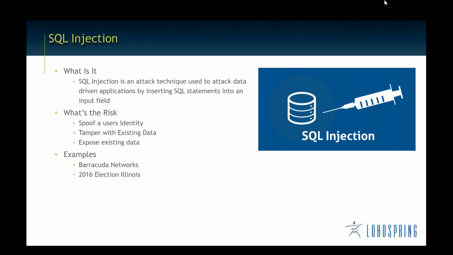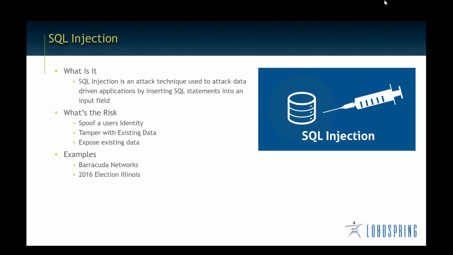And one of the things that they had done wrong is that they had turned off some of their application firewalls that were protecting them against this. Another example is in 2016, during the election, the ballot polling information in Illinois was hit by a SQL injection attack.